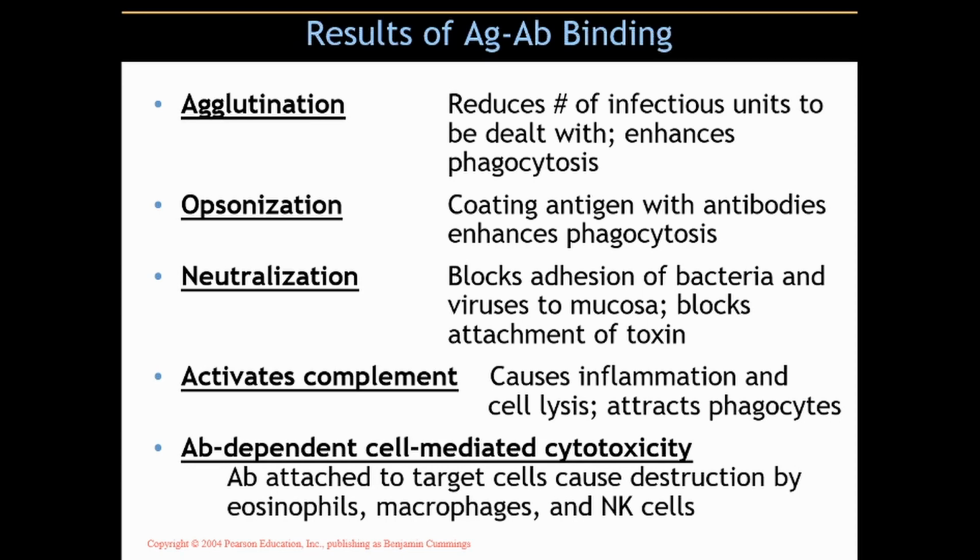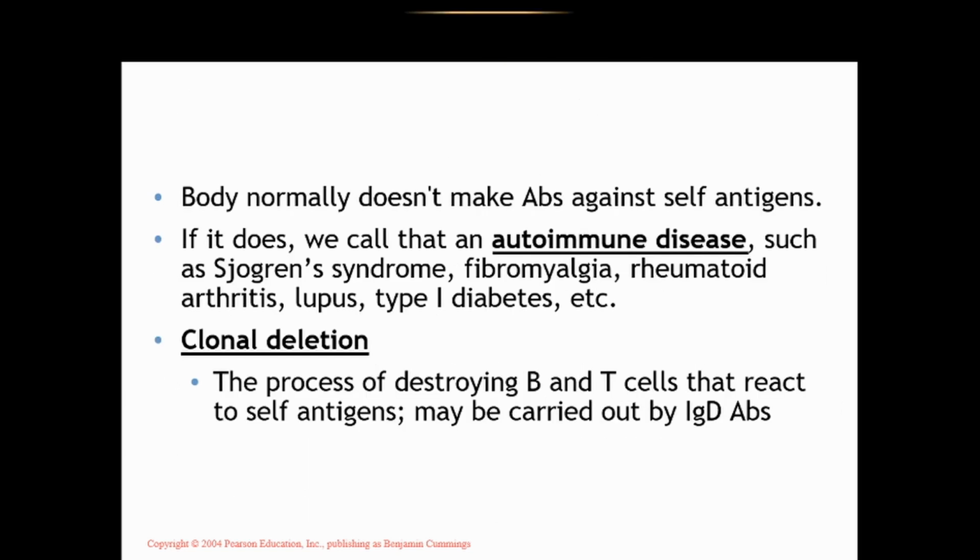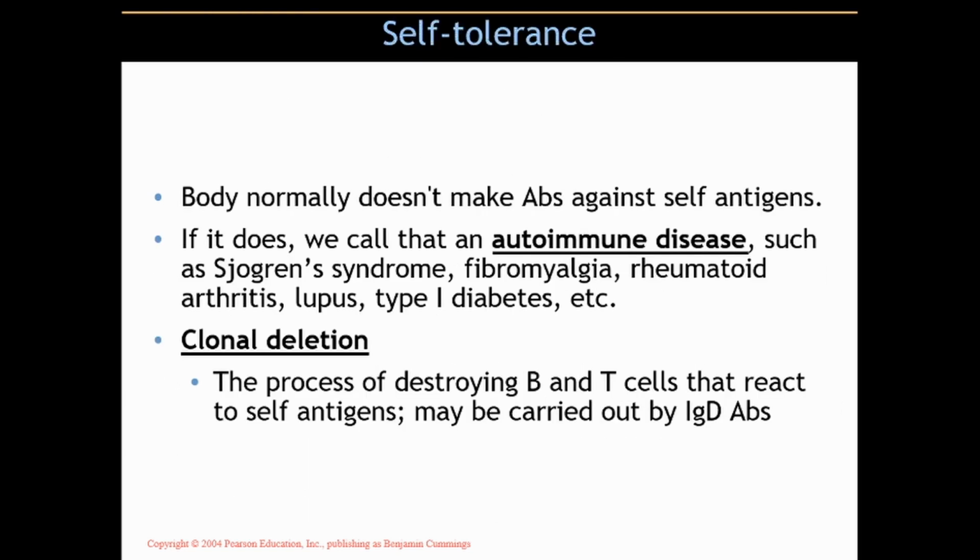This is just what I talked about, but in text form. So these are the 5 results of antigen-antibody binding together. So if you want to make flashcards or something, that would be helpful here, to look at this slide. Our last slide in part 2 here, this is self-tolerance.